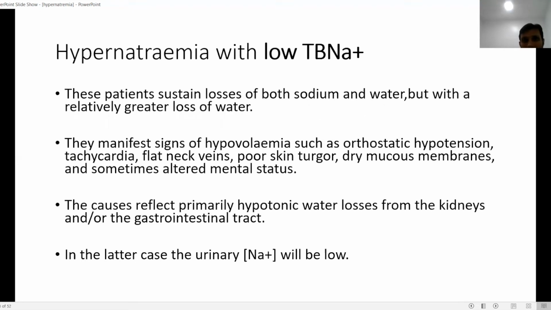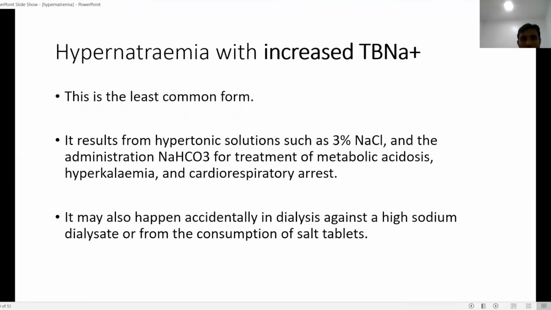First one is hypernatremia with low total body sodium. These patients sustain losses of both sodium and water, but with a greater loss of water than the loss of sodium. They manifest signs of hypovolemia, such as orthostatic hypotension, tachycardia, flat neck veins, poor skin turgor, dry mucous membranes, and sometimes altered mentation. The causes reflect primarily hypotonic water losses from the kidneys or the GI system. In the latter case, the urinary sodium will be very low.